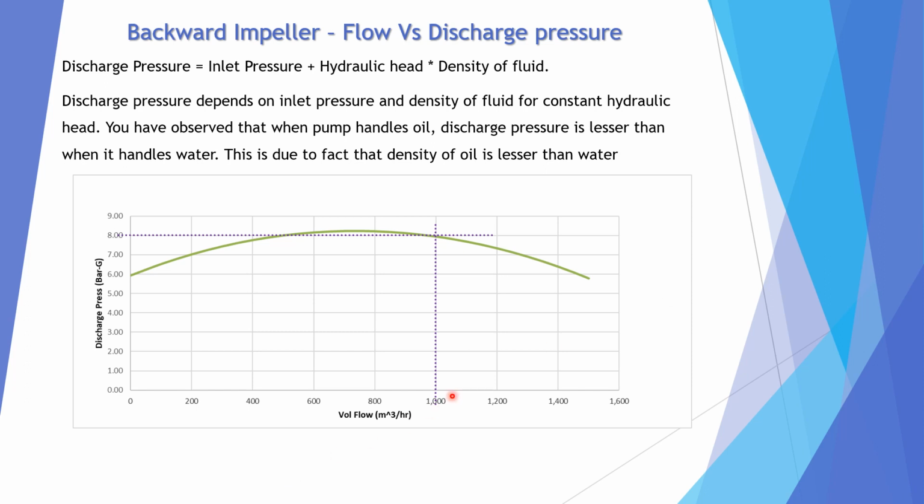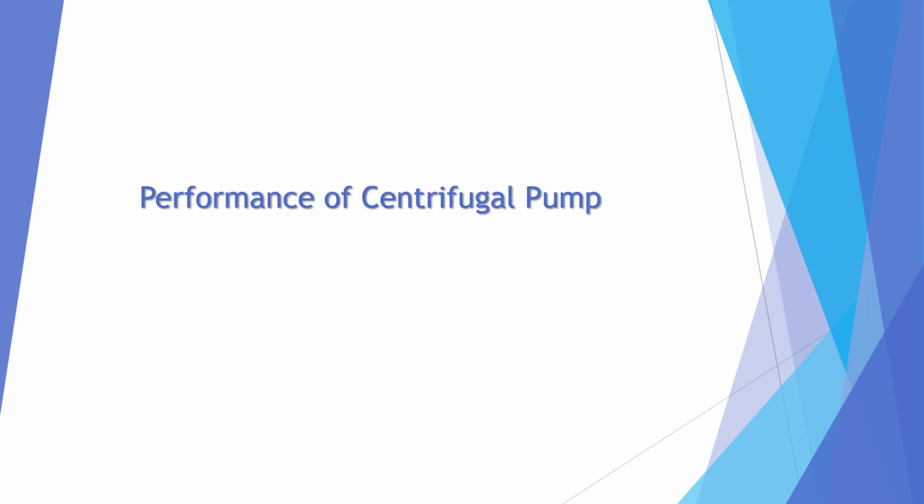So you can see here, this is a curve for a particular condition, the design condition. This is discharge pressure and this is the flow. The flow versus discharge pressure curve.